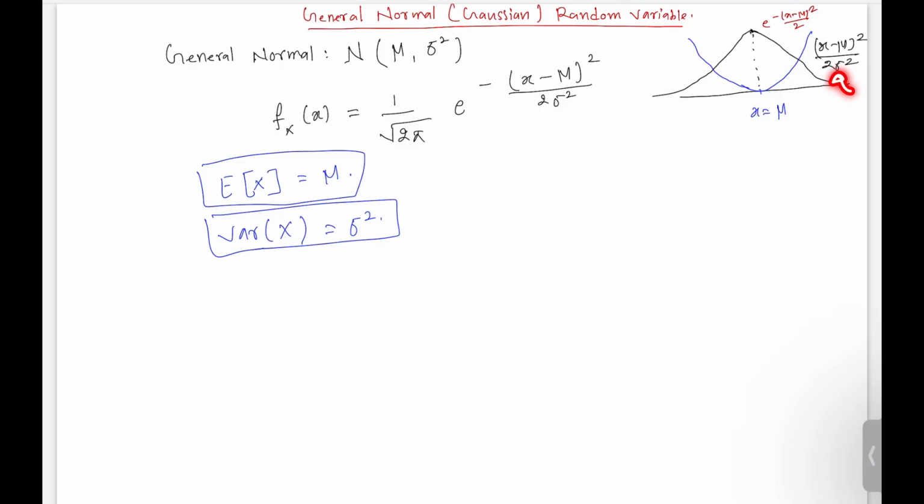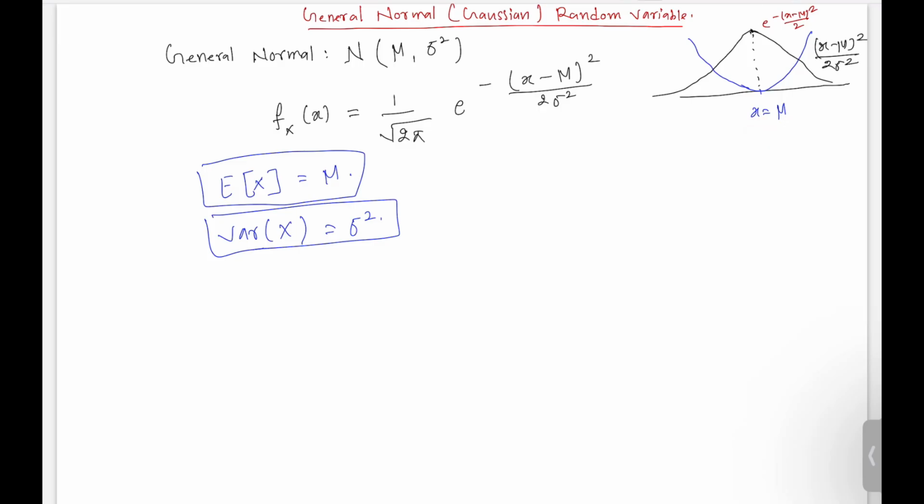So depending upon the value of sigma, the distribution would be more spread out if sigma is large, and if sigma is small, then the curve will be narrower, right? If sigma is too small, then most of the probability will lie in the vicinity of the expected value. If sigma is large, then this curve will have more spread, and the probability will be more spread out throughout the possible values of x.